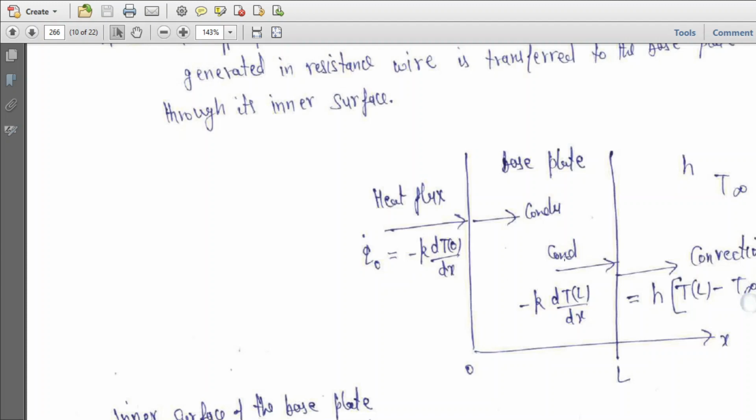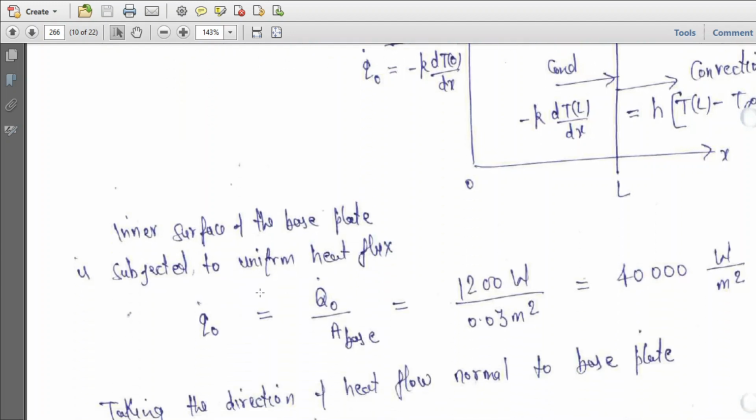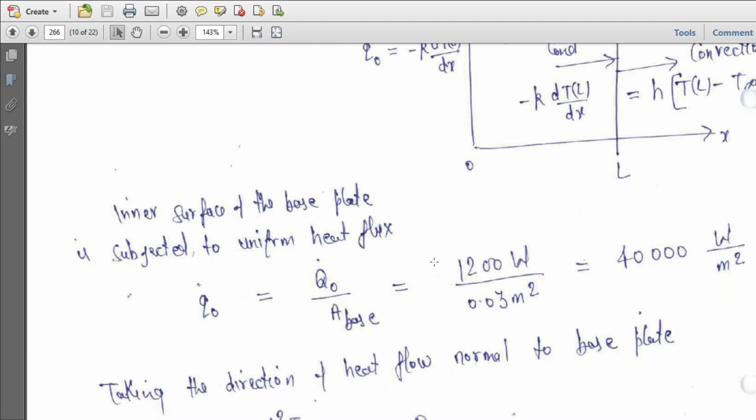Now at the bottom of the plate, the plate will lose energy to the surrounding air by means of convection, which is given by h times TL minus T infinity. Since the inner surface of the plate is subject to uniform heat flux, that is Q dot upon area of base, you can calculate here the heat flux, 40,000 watt per meter square.